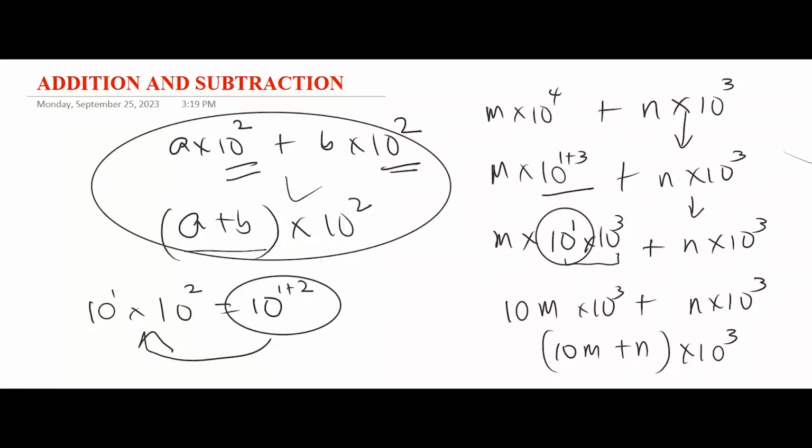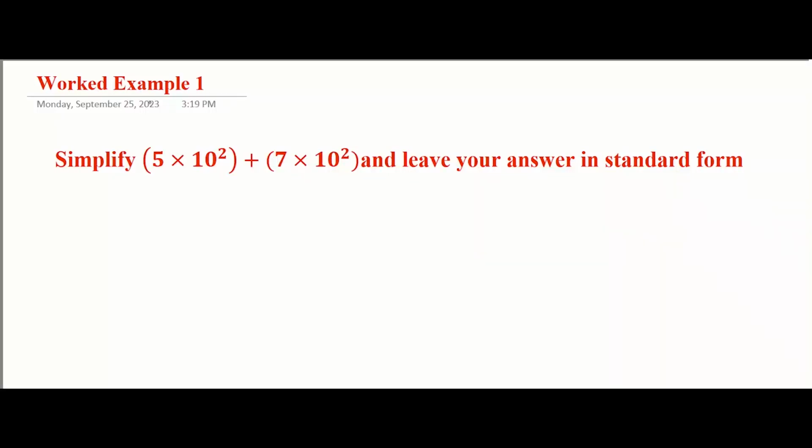Okay, so let's go to the first example. Simplify 5 times 10 to the power of 2, add 7 times 10 to the power of 2, and leave your answer in standard form. What other students do is that they write this as an ordinary number, they write this as an ordinary number as well, then they add the two numbers together and convert to standard form. But that is tedious. Once you understand this method, it's pretty simple and easy for you to do.